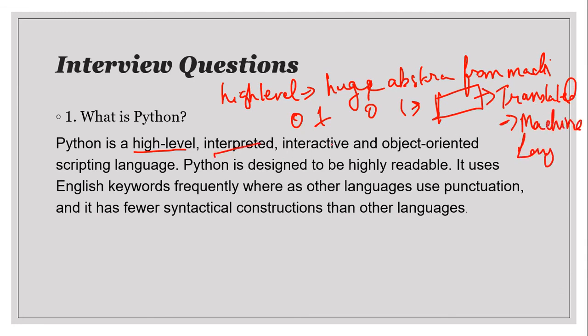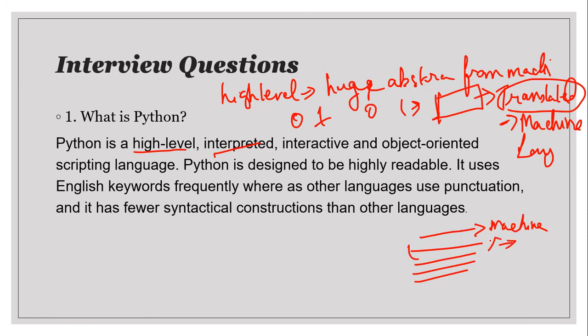Second is interpreted. This translation which is happening here, how is it happening? There are two types of translator: compiler and interpreter. Interpreter means it reads the code line by line. It reads one line and converts it into machine code, into machine understanding language, and then it goes to another line and does the same. That is interpreter. It interprets the code line by line.